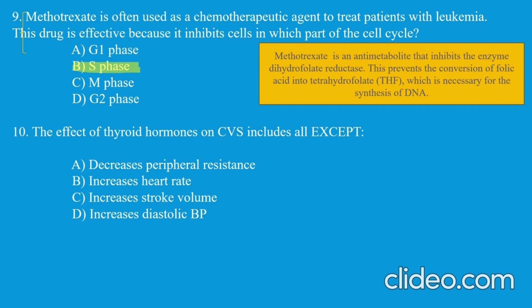Now the effect of thyroid hormone on the CVS includes all of the following. As you know, thyroid increases almost all the things. So it increases heart rate, it increases stroke volume, and it decreases the peripheral resistance by increasing the vasodilatation. And if there is a decrease in the peripheral resistance, then there will be a decrease in the diastolic BP. So here the answer would be increase in the diastolic BP is not happening with thyroid hormones, right?